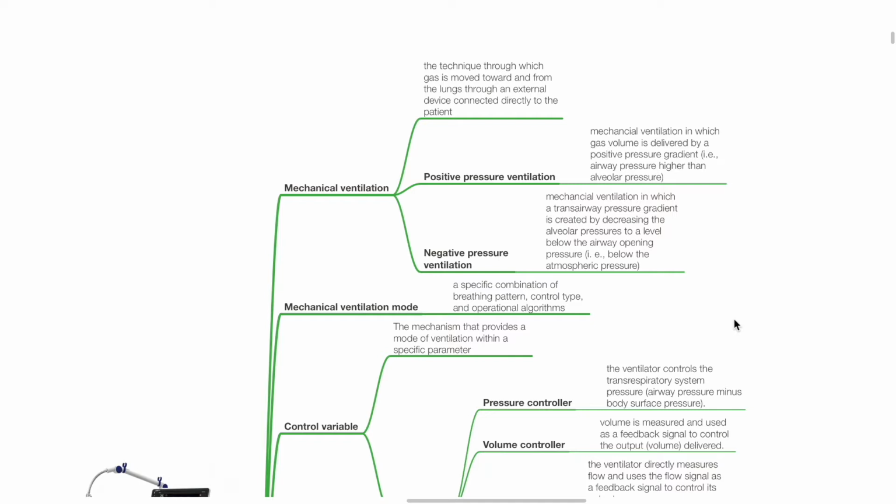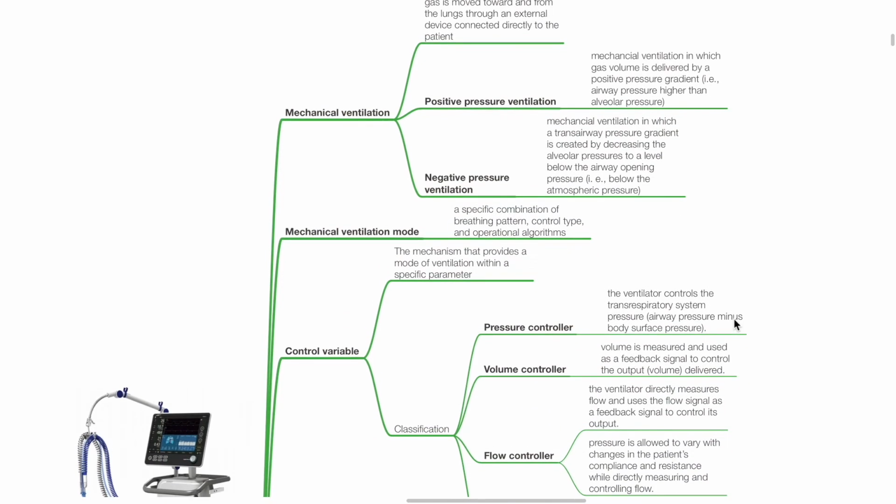Positive pressure ventilation is mechanical ventilation in which gas volume is delivered by a positive pressure gradient. Negative pressure ventilation is mechanical ventilation in which a trans-airway pressure gradient is created by decreasing the alveolar pressures to a level below the airway opening pressure.